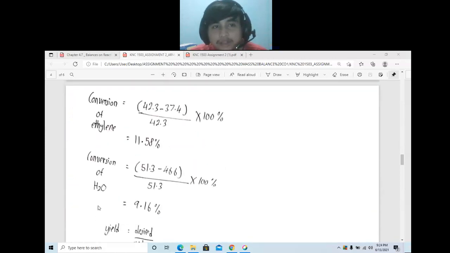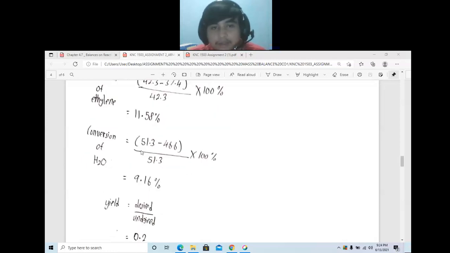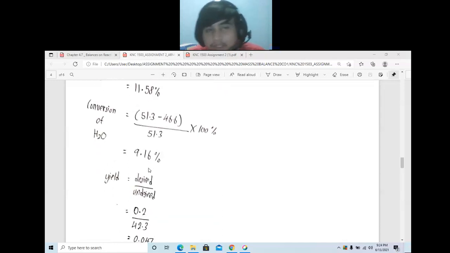Next is the conversion of ethylene. The conversion of ethylene is the number of moles of reactant minus the number of moles of product, divided by the number of moles of reactant, and then you multiply by 100%. You can get the percentage of the conversion of ethylene. For the H2O, it is still the same: the reactant minus the product, you divide by the reactant, and then you multiply by 100%. You can get the conversion percentage of the H2O.